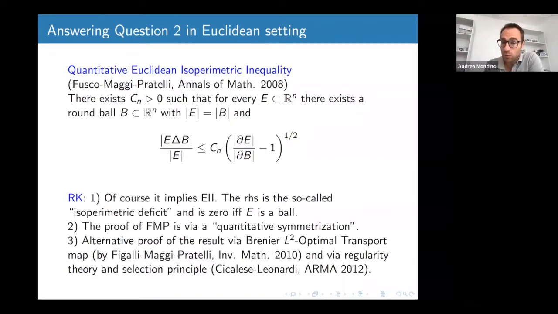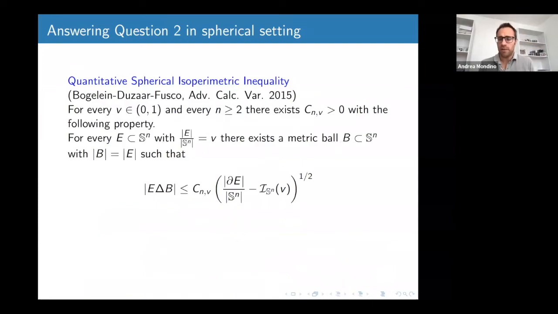and alternative proofs have been done either via L2 optimal transport using the Brenier map, and this was done by Figalli, Maggi and Pratelli in a paper in Inventiones 2010. And then there's been another approach via regularity theory and selection principle by Cicalese and Leonardi in ARMA 2012. It was about the Euclidean isoperimetric inequality.